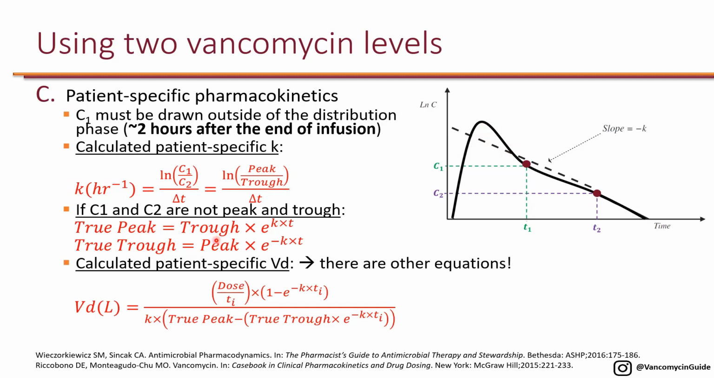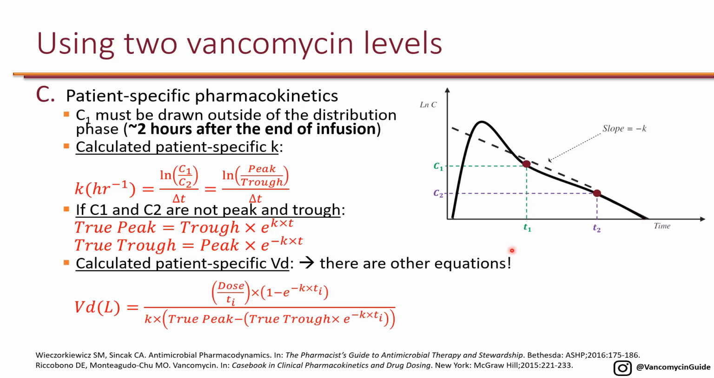So we have to calculate the true peak, and we can use the first order kinetic equations. We can also use this equation, which is a rearrangement of the same equation. You just have to make sure that you use the correct T. The T is the time it takes from true peak to trough. One way to calculate this T for the true peak is to subtract infusion time from tau. You can also calculate the true trough, assuming that C2 was not a true trough. If C2 was indeed the true trough, then there is no need to calculate it.